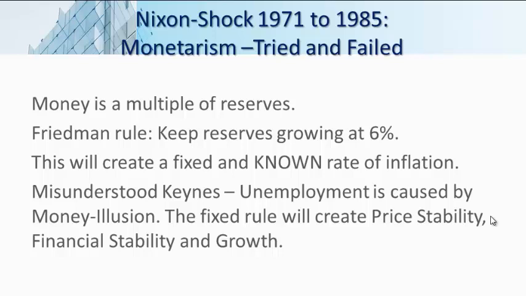This was based on what we have already discussed, a misunderstanding of Keynes, that unemployment is caused by money illusion. So this fixed growth rule will create price stability, financial stability, and growth by ensuring full employment because of the lack of money illusion.